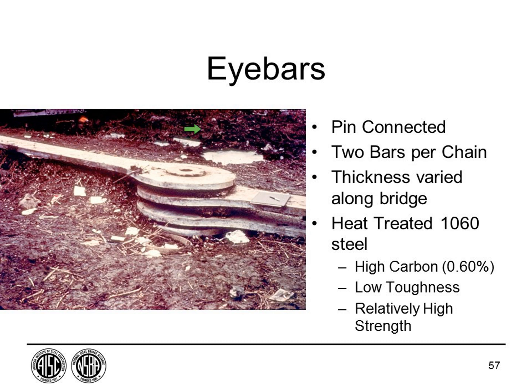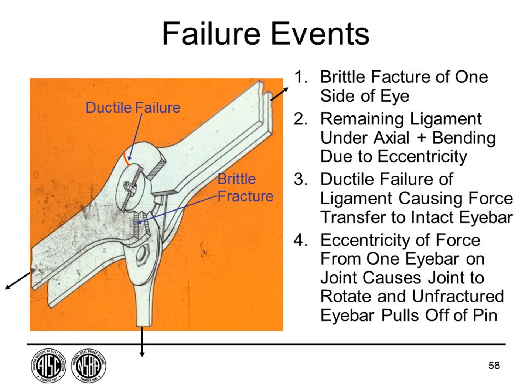It's a forged eye-bar at the end, and the connection looked like this, where you have 2 eye-bars going in each direction. What happened was there was a brittle fracture along one eye-bar right here, which then, once it fractured, the load in this eye-bar was carried by this ligament up here. As we'll see, a ductile fracture occurred here. So we lost this force in this eye-bar. It was transferred to here, which put a torque on this connection, and this eye-bar fell off. And once it did, then the bridge collapsed.